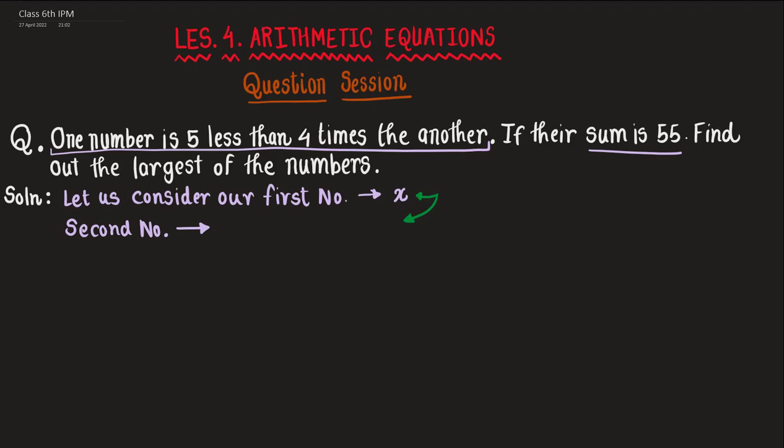So 4 times the other number means 4x, 4 times x, and 5 less than that. So 4x minus 5. Less than clearly means that we have to subtract. So we have got our second number, that is 4x minus 5. Now let us form our equation.